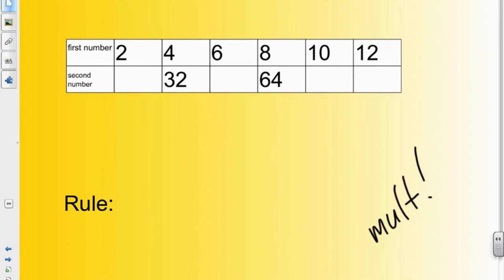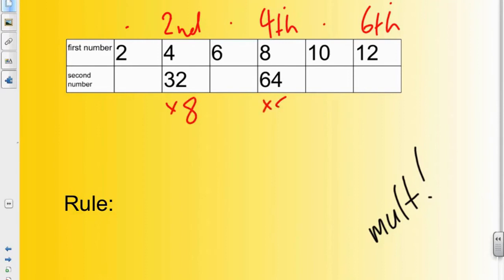Okay, I hope you paused me and I hope you worked out the relationship between these terms here. You've got your second term here, you've got your fourth term here, you've got your sixth term here, don't you? Because that's 1, 2, 3, 4, 5, 6. Good. What's the relationship? Well, I hope you worked out that 4 times 8 equals 32. 8 times 8 equals 64. And, well, that's all you had. That wasn't much, was it?